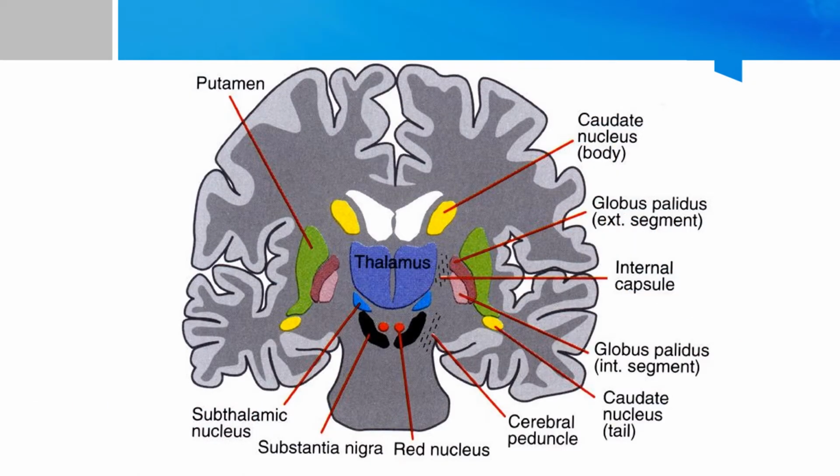In part 1, we went over the basal ganglia circuitry, and now let's delve into the more specifics of each structure. And this slide is just here to remind everybody of the basal ganglia components.